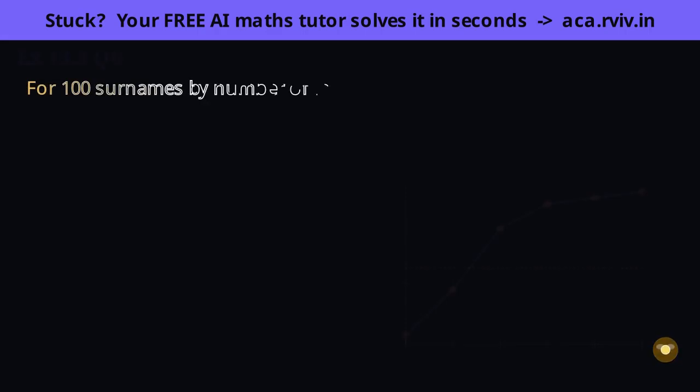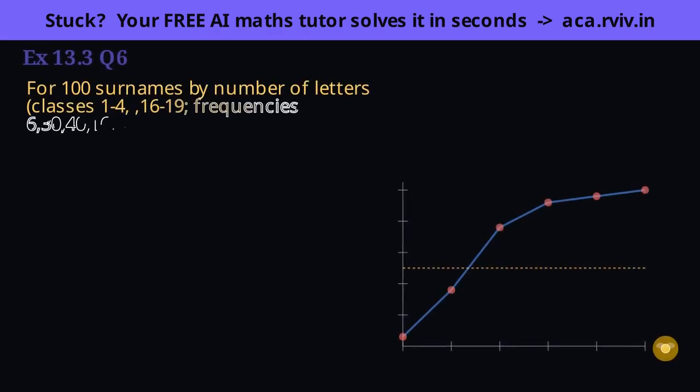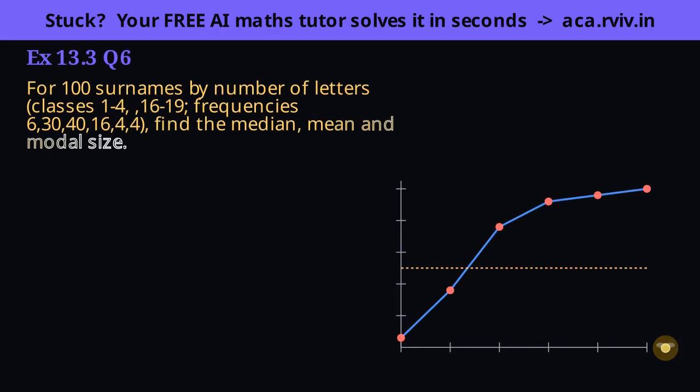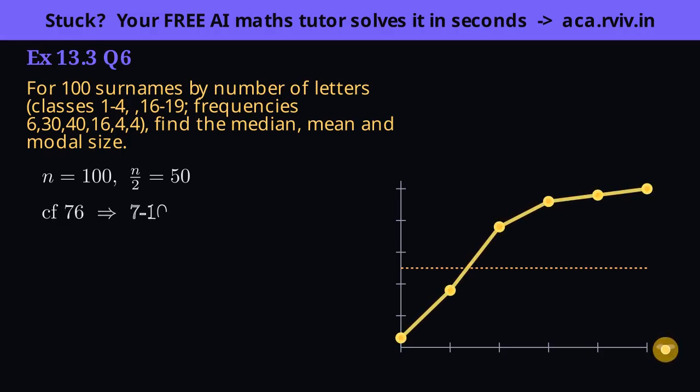All 3 measures on surname lengths, a chance to see them line up almost together. All 3 measures again. Median first, it's about position, so build the cumulative frequencies and find n over 2. 100 surnames, so the middle is 50. Walk up to where the cumulative first passes 50, the Ogive's halfway crossing. It reaches 76 at the class 7 to 10, so that's the median class.